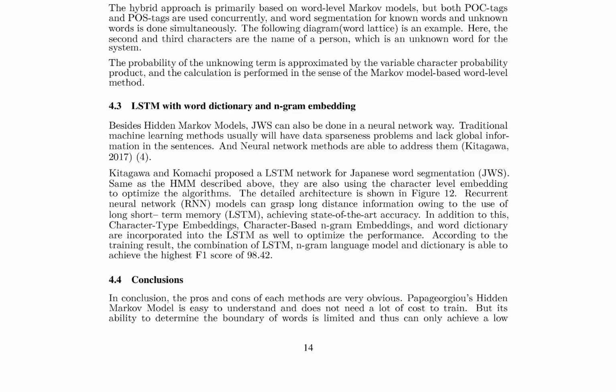Figure 11 illustrates a word lattice for a Japanese sentence, demonstrating the use of HMM and character-level information to improve word segmentation accuracy. Figure 12 shows the detailed architecture of the LSTM network proposed by Kitagawa and Kamachi. The results of the experimental evaluation are presented in Figure 10, which compares the performance of different word segmentation methods on the SIGHAN 2005 and CTB6 datasets.